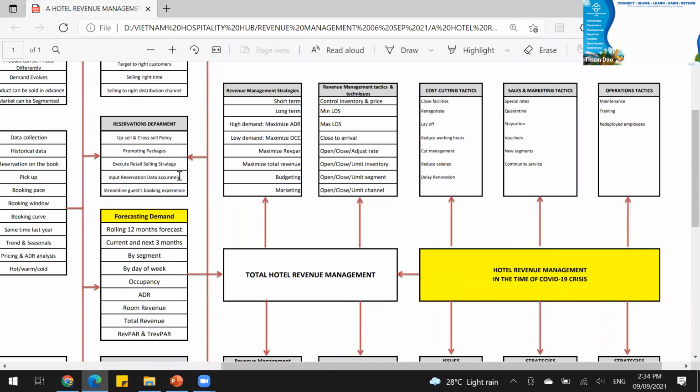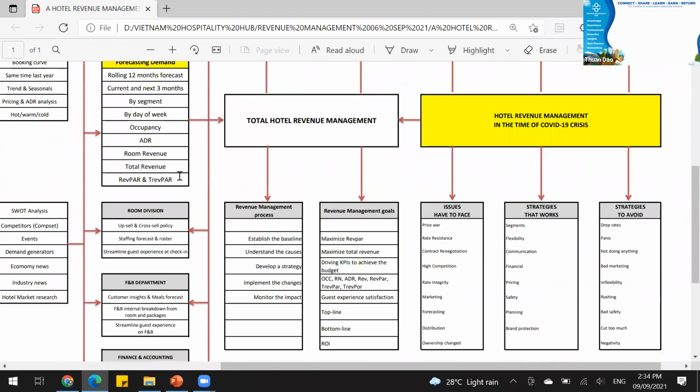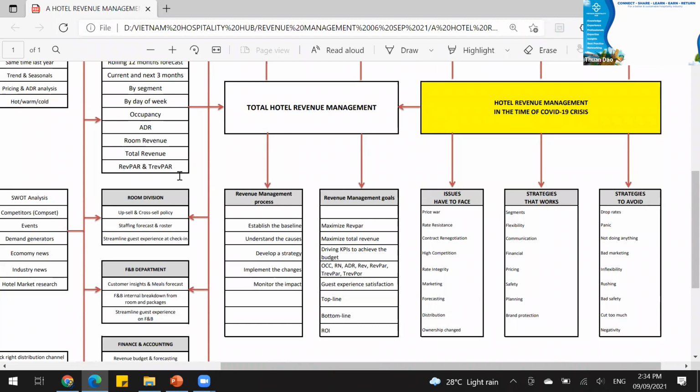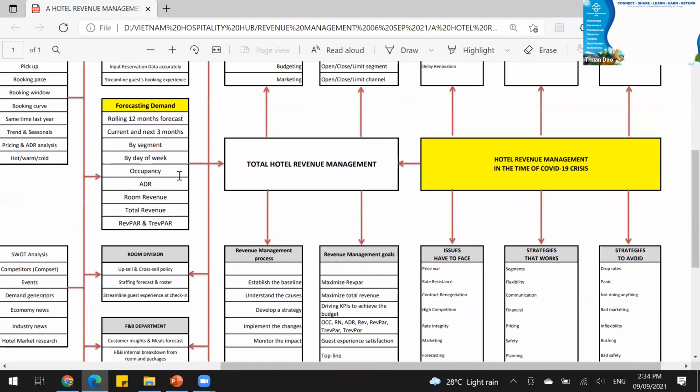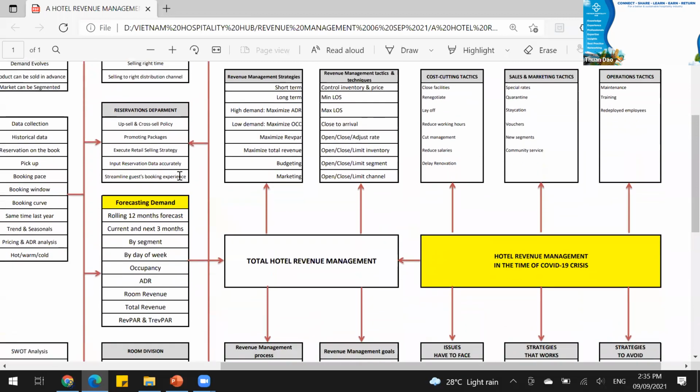Then we have revenue management strategy that you need to remember. We have revenue management tactics and techniques. All right, we have here revenue management process. We have revenue management goals. So these are the keywords for you to remember. Okay, easier for you to remember.